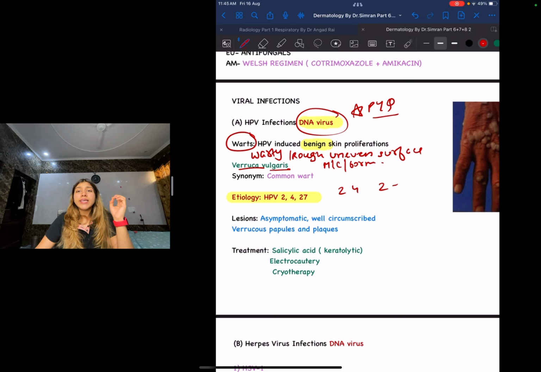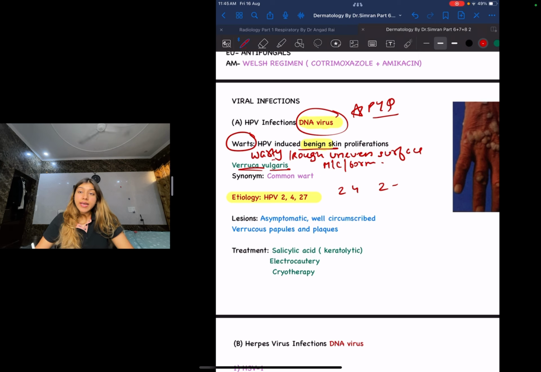And what exactly is a wart? It is nothing but a benign skin proliferation. It is benign. It will not cause much danger or anything, but it is just a benign skin proliferation, okay? Under this guys, we're going to talk about verruca vulgaris. The word verruca, guys, means warty, rough or uneven, okay? And vulgaris, as mentioned earlier, means most common form, okay?